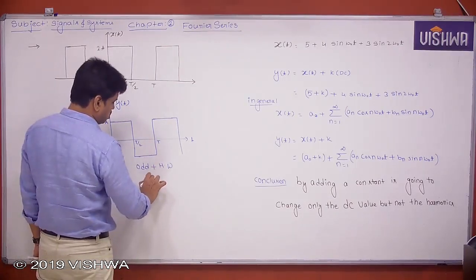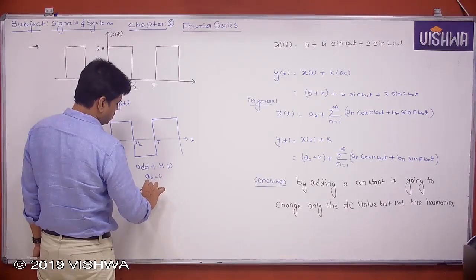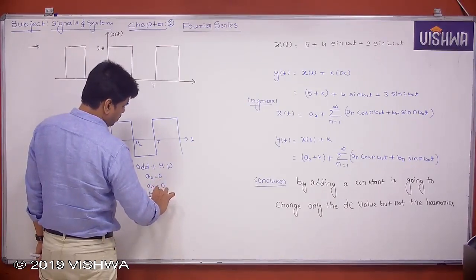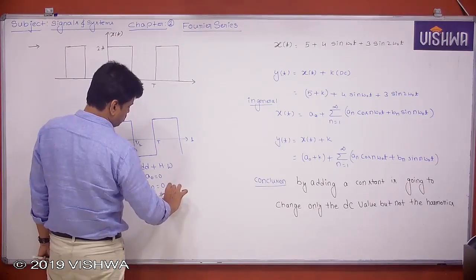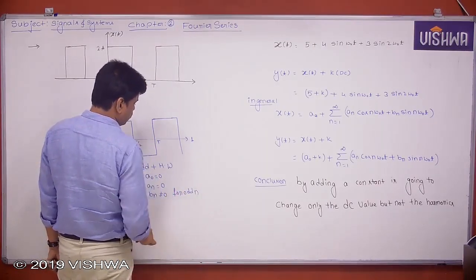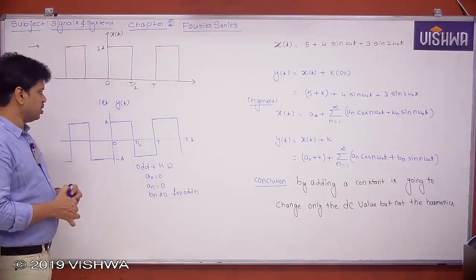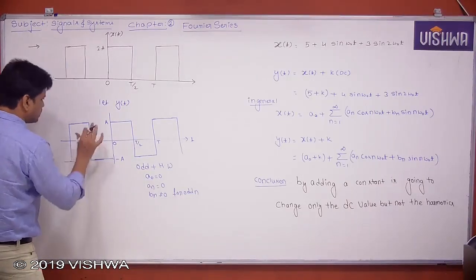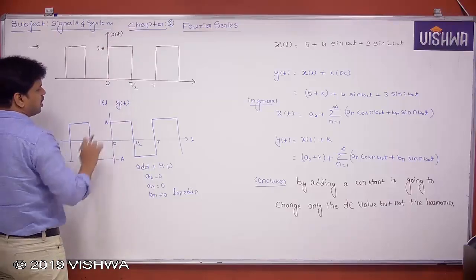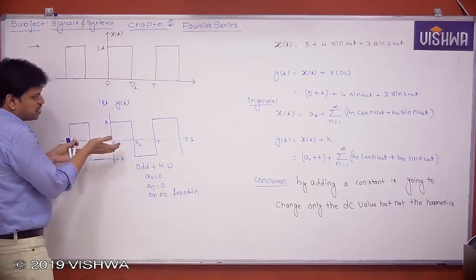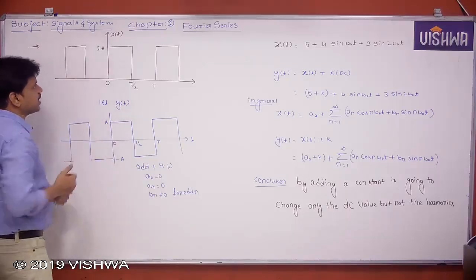So a0 value is 0, an value is 0, bn is not equal to 0 for odd values of n. Now, coming to the x of t signal, what is the relation between the x of t signal and the y of t signal? What do I have to do with the y of t signal so that I can get the x of t signal?